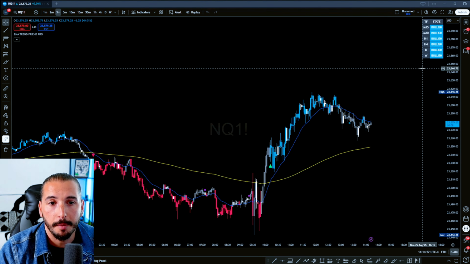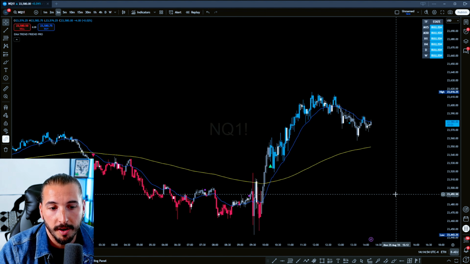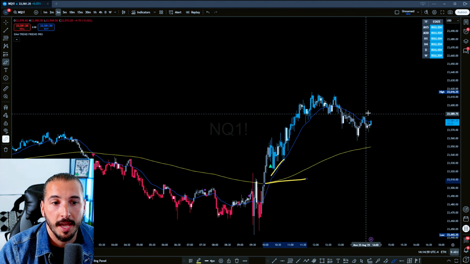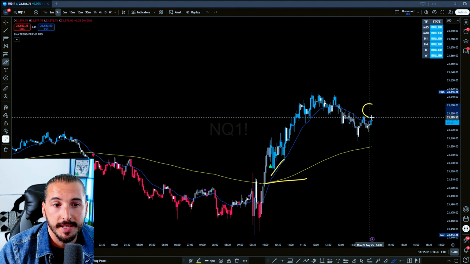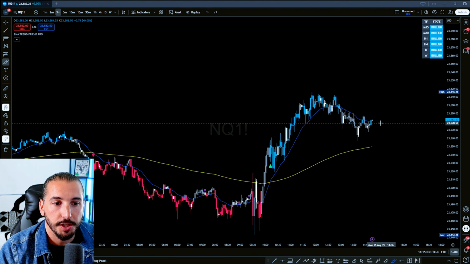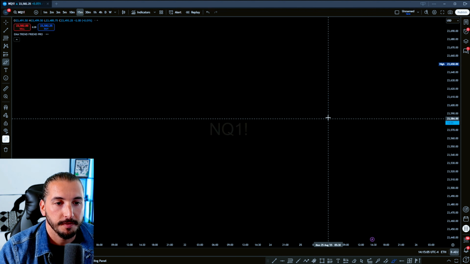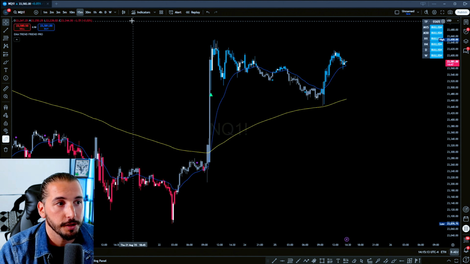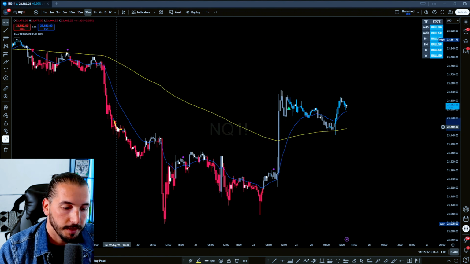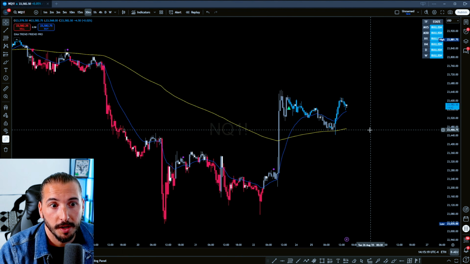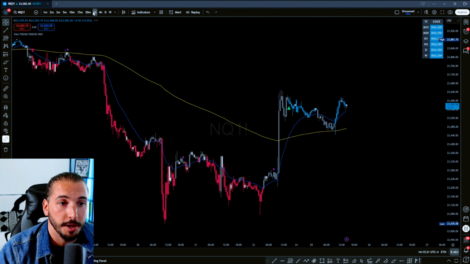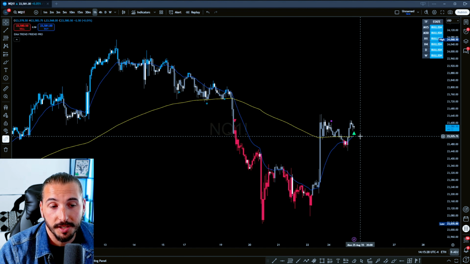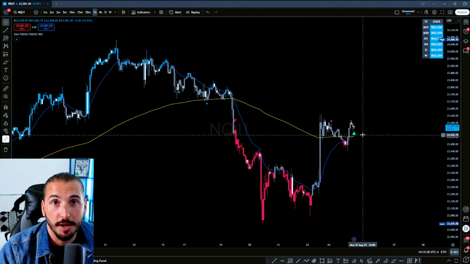What does that mean? That means that on every single time frame here, we have the 21 above the 200 EMA, and we also have price above that 21 EMA. If we flick over to the M15, you will see that price is above the 21 EMA, which is above the 200. If we go to the M30, the same thing. If we go to the hourly, price is above the 21 EMA, which has just crossed above the 200. So we have a bullish cross on an hourly.